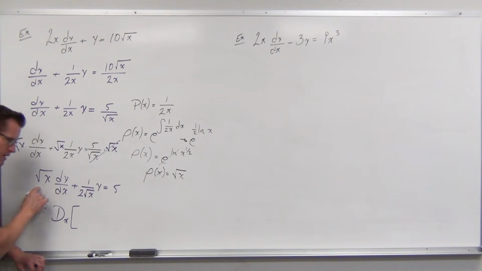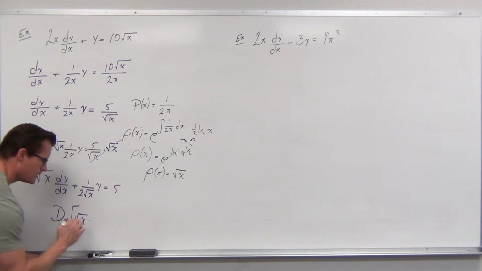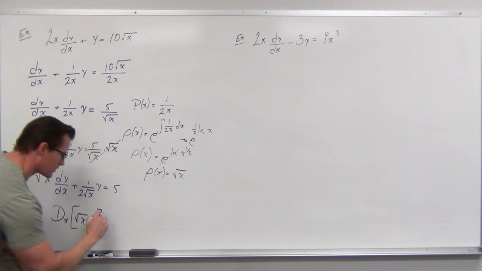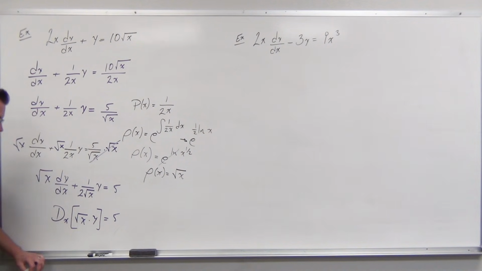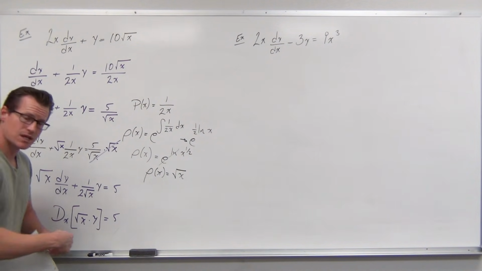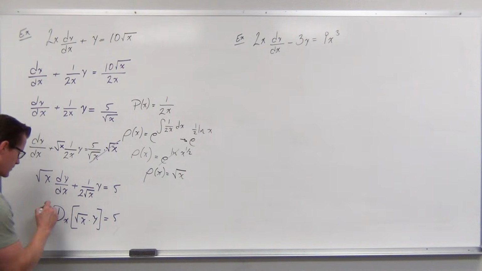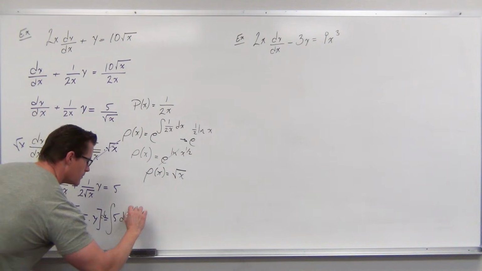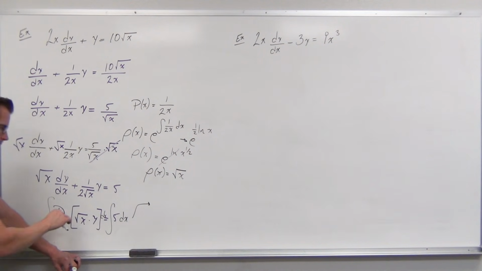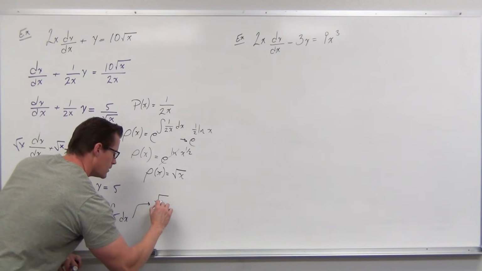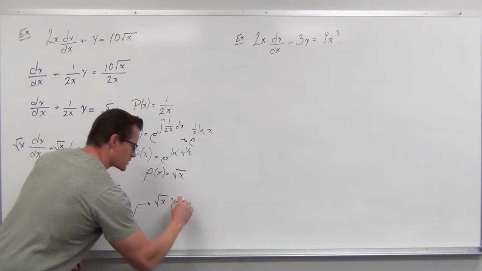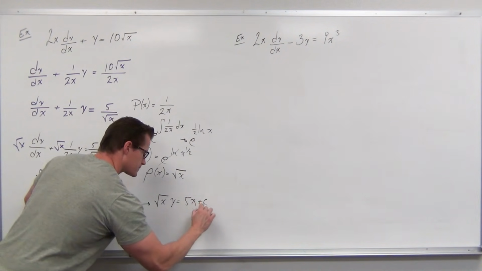The product is always, you left that piece alone when you took a derivative. You left this piece alone when you took a derivative. Just mash them together. On the right-hand side, you just have 5. If we integrate both sides with respect to x, then we get square root of xy equals 5x plus c.